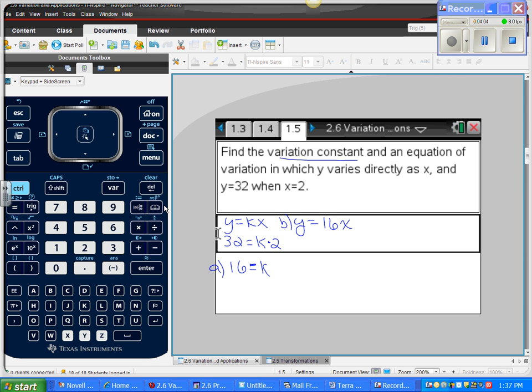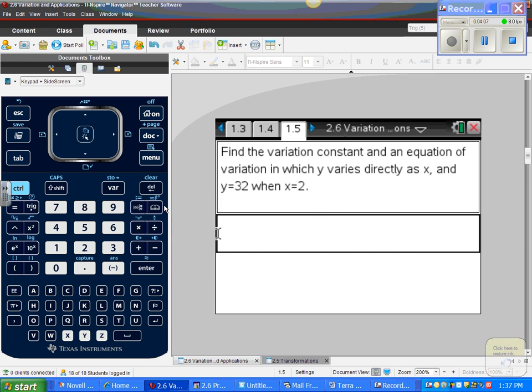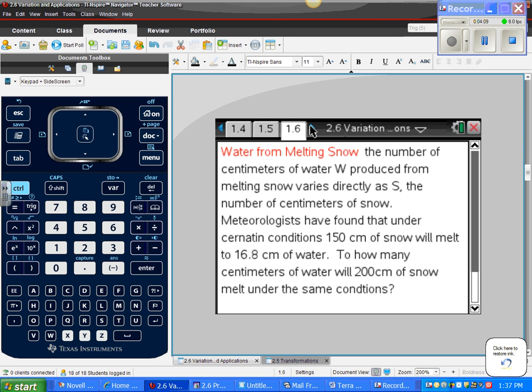Okay, so let's move on to the next page. Water from melting snow. So this is that application piece, right? How are we actually going to use this in real life? So the number of centimeters of water, W, produced from melting snow varies directly as S, the number of centimeters of snow. Meteorologists have found that under certain conditions, 150 centimeters of snow will melt to 16.8 centimeters of water. To how many centimeters of water will 200 centimeters of snow melt under the same conditions?